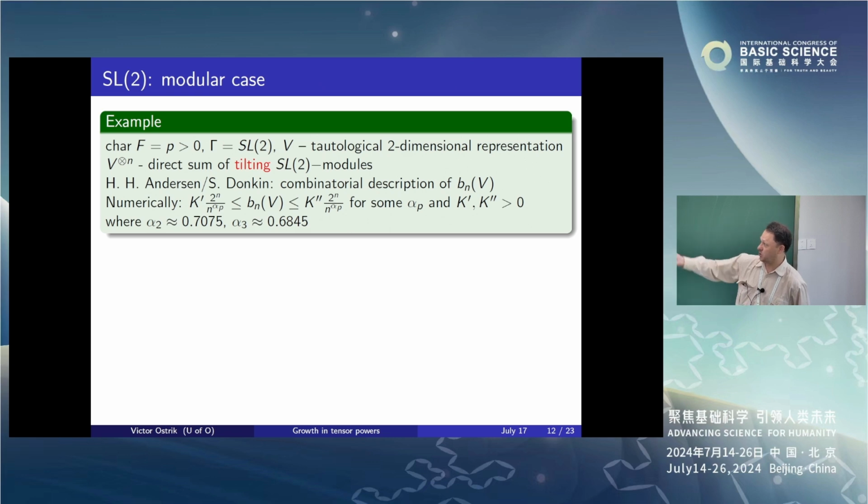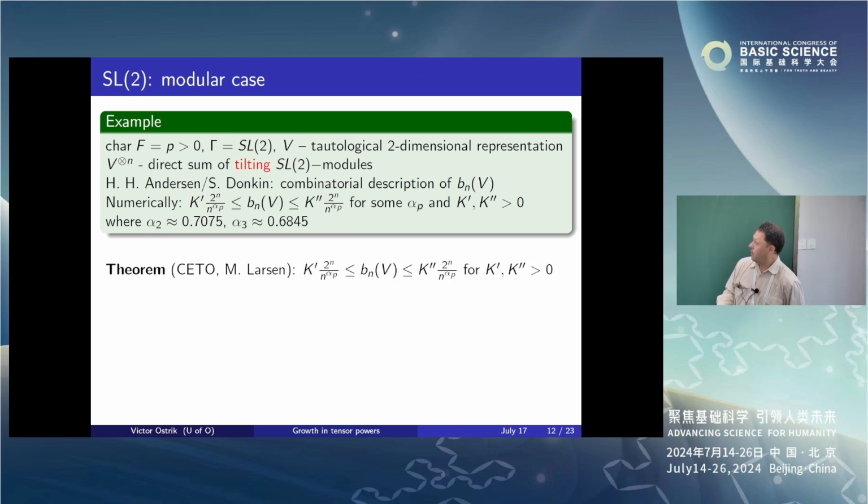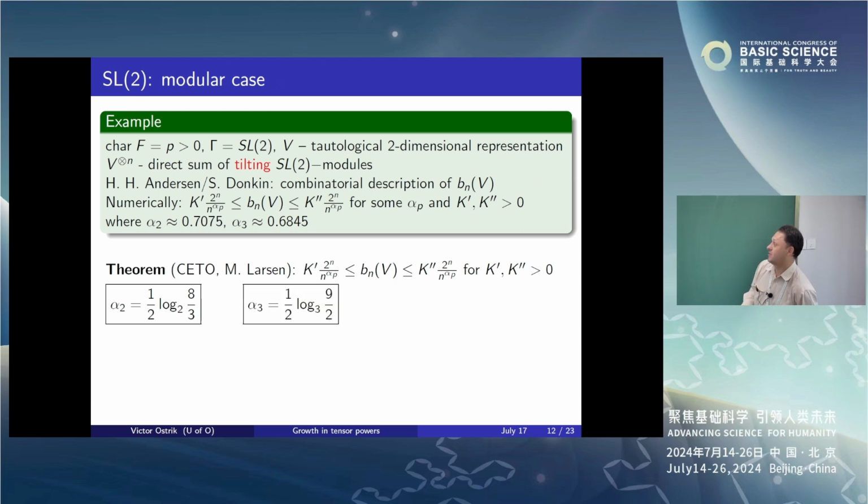So alpha 2 is the number which appears in characteristic 2, alpha 3 is the number which appears in characteristic 3, and so on. And it turns out that you can compute these numbers. The theorem basically says that it's not just numerical, but an actual fact. So you can prove something like this.